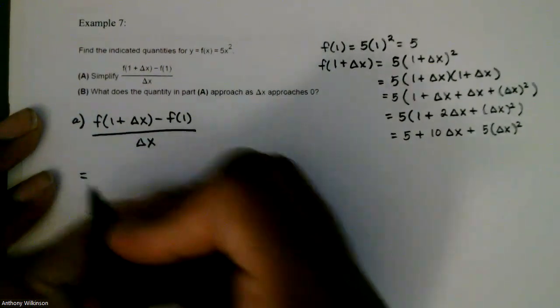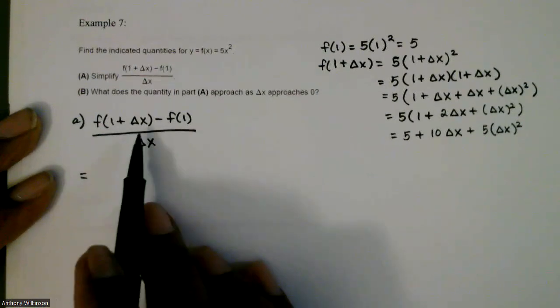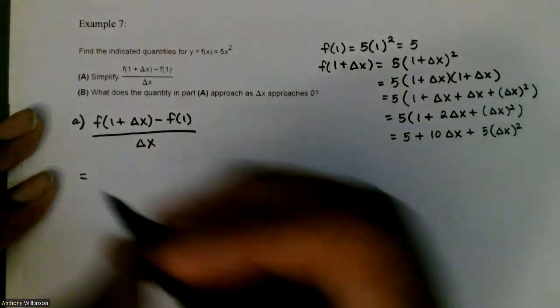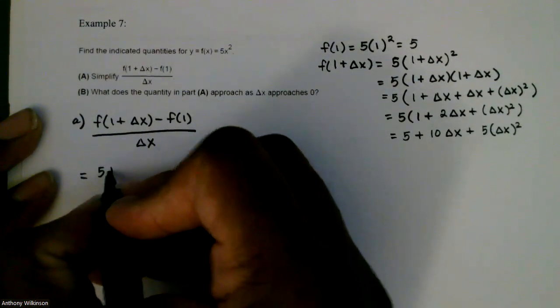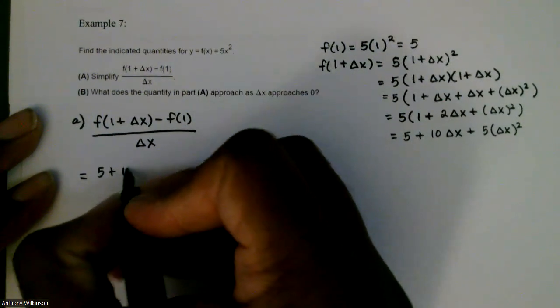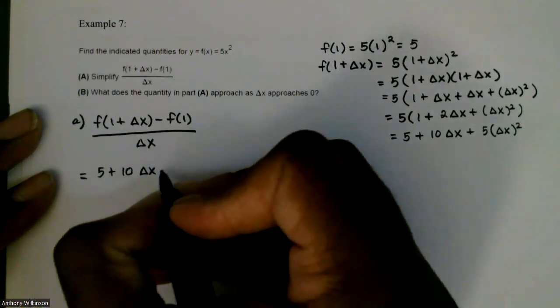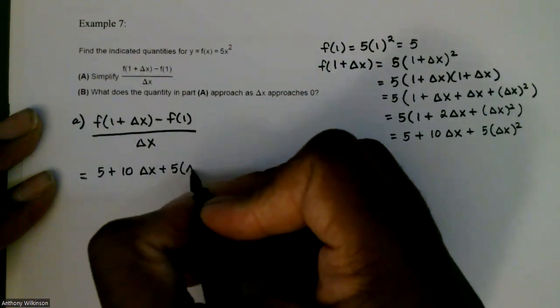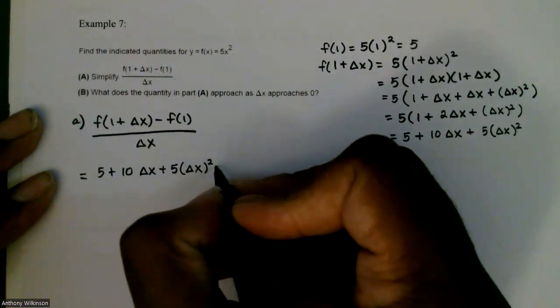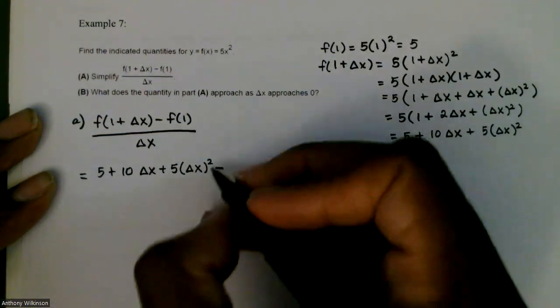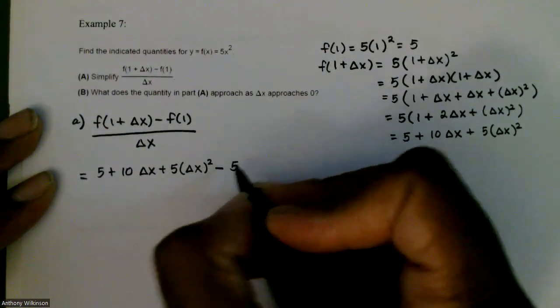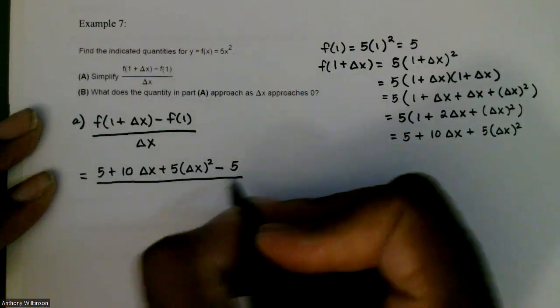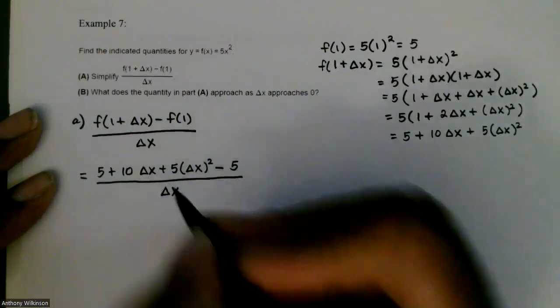So here, f of 1 plus delta x is this, so it'll be 5 plus 10 delta x plus 5 delta x, and that's squared, minus f of 1, which is 5. The whole thing is divided by delta x.